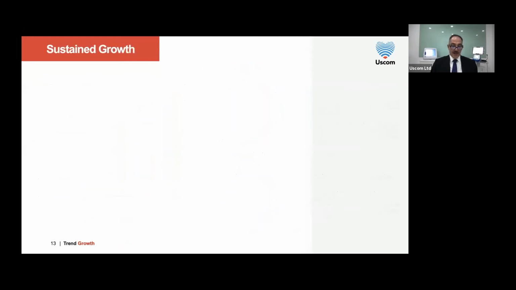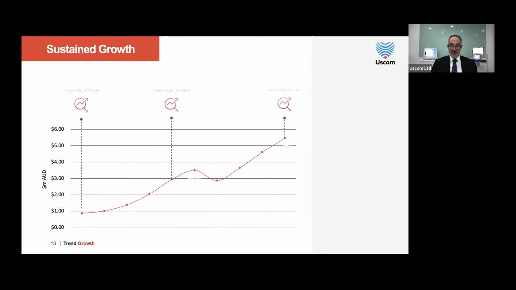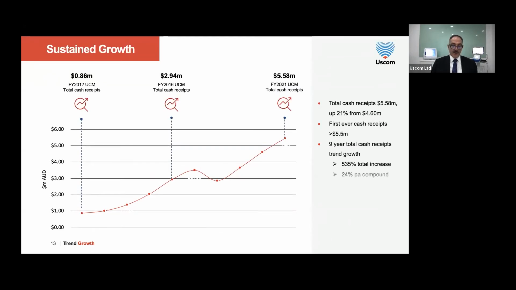FY21 saw total cash receipts grow 21% and exceed 5.5 million for the first time. These results conclude a 535% growth trend in total receipts over the last 9 consecutive years, with a compound annual growth rate of 24%.